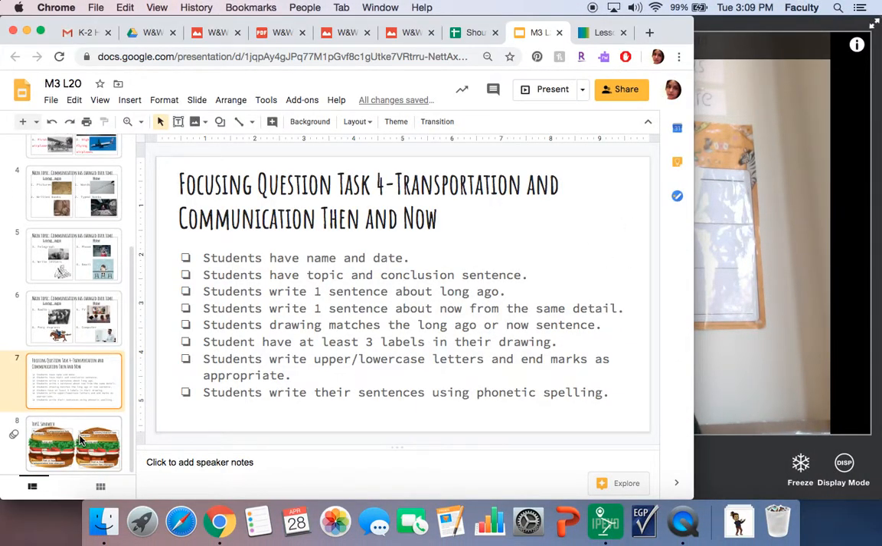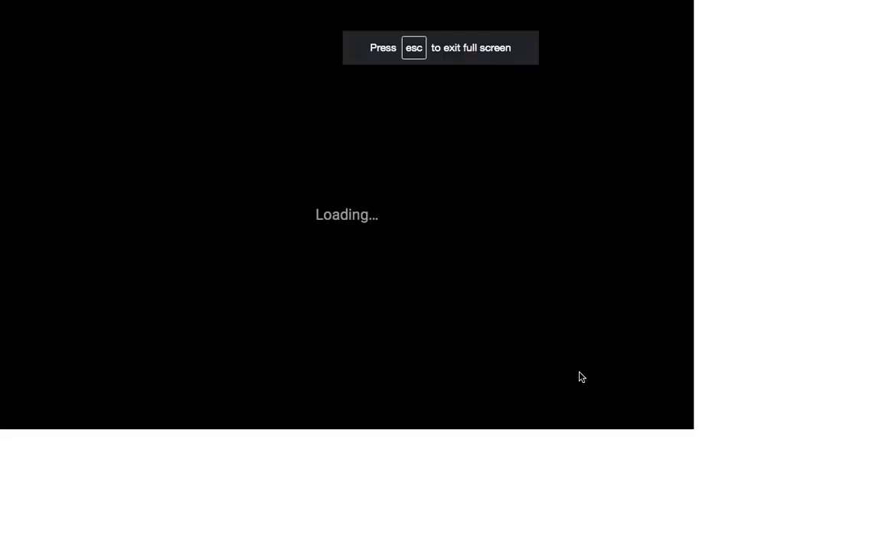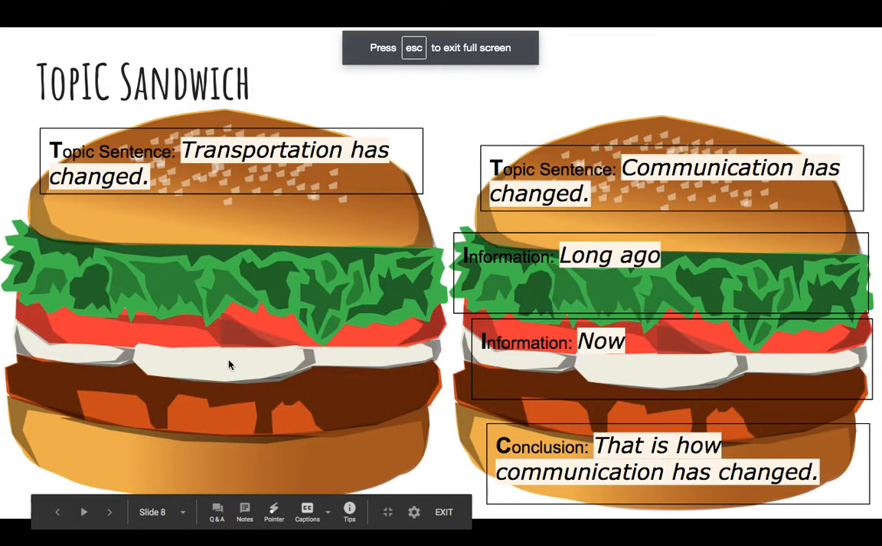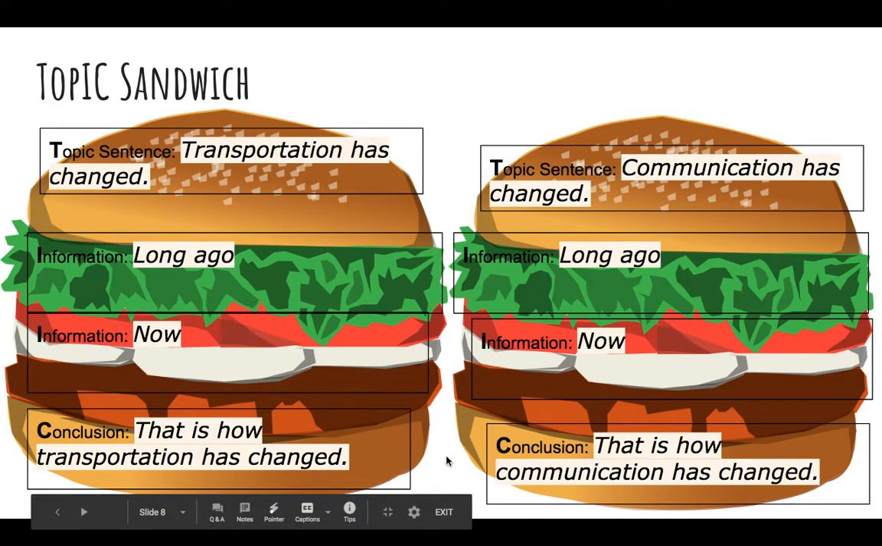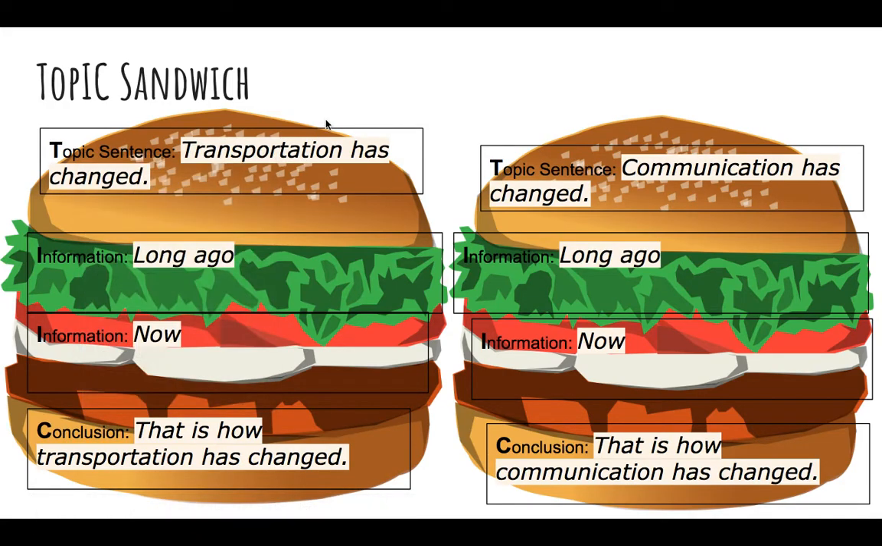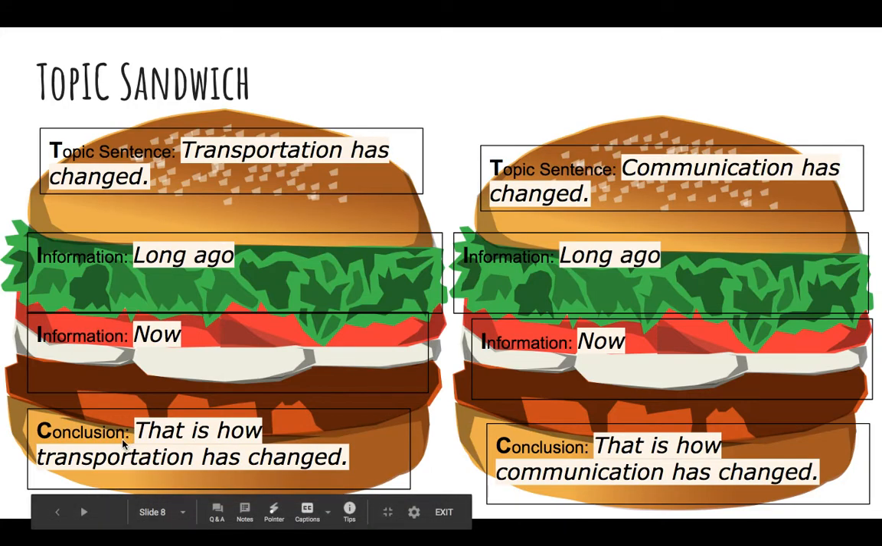So just really quick, let's go over our topic sandwiches, okay? I'm just going to throw it all in there. The whole sandwich is there. So if you're going with transportation, your topic sentence will be, transportation has changed. Then you'll say, long ago, something changed, right? Something happened. Now, something happens. That is how transportation has changed. Notice the conclusion basically matches the topic sentence. That's why it's the conclusion. I need to see this at the end so I know that you're done with your paragraph.